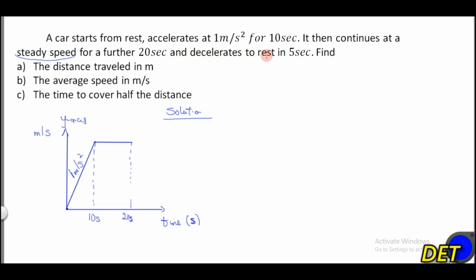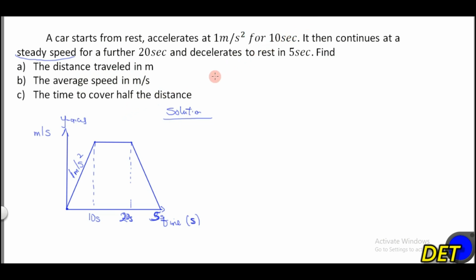And it decelerates to rest in 5 seconds. So this represents your deceleration. From here to here is 5 seconds. So this is 20 seconds, this is 10 seconds, and this is 5 seconds. It decelerates to rest in 5 seconds. The first question that I have here is to find the distance measured in meters.